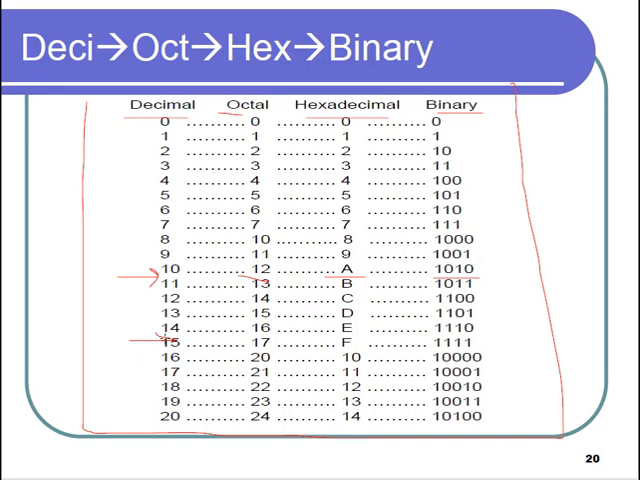For example, this 15 here. The value of 15 in octal is equivalent to 17. The value of 15 in hexadecimal is represented by F, and the value for 15 is represented by 1, 1, 1, 1 in the binary system.